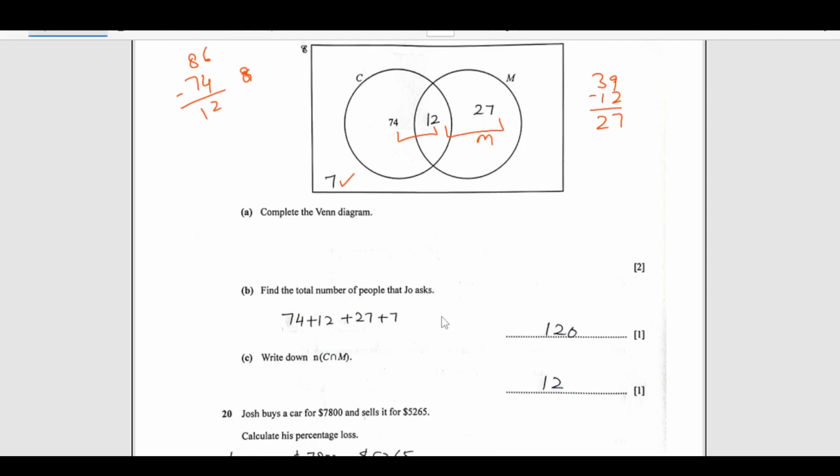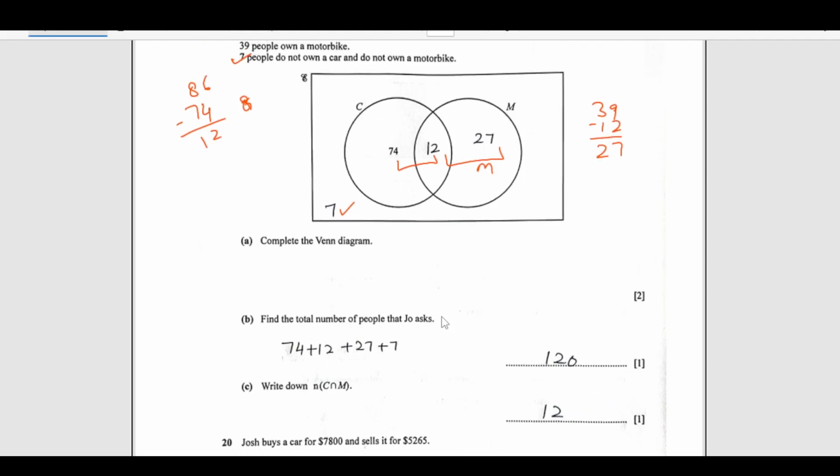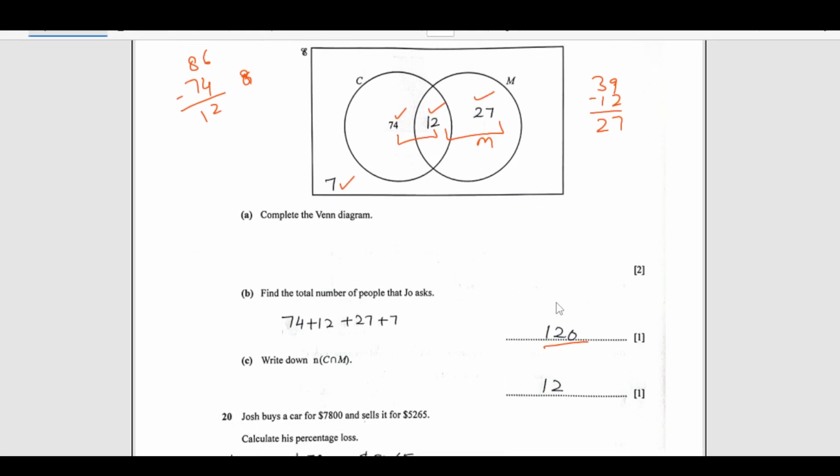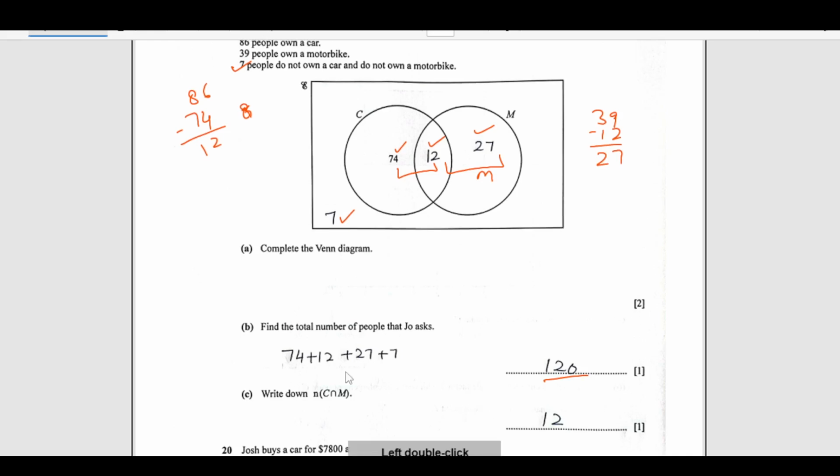Now find the number of the people that Joe asked. So we can add here 74, 12, 27 and 7. So total is 120, right. Part C, number n C intersection M, that means common in this area. So we are talking about this area now, which is 12. So final answer is 12 here, right.